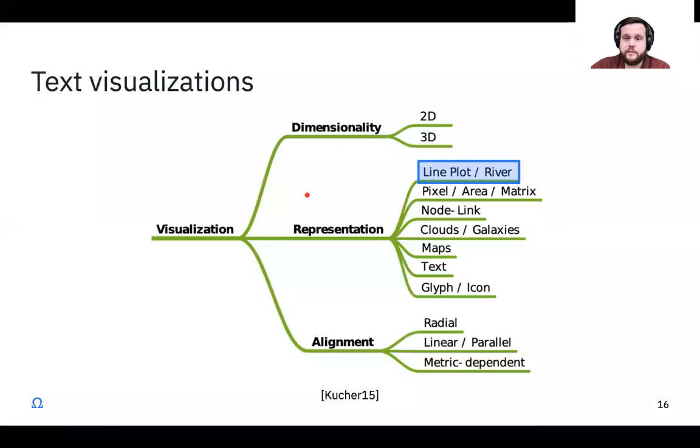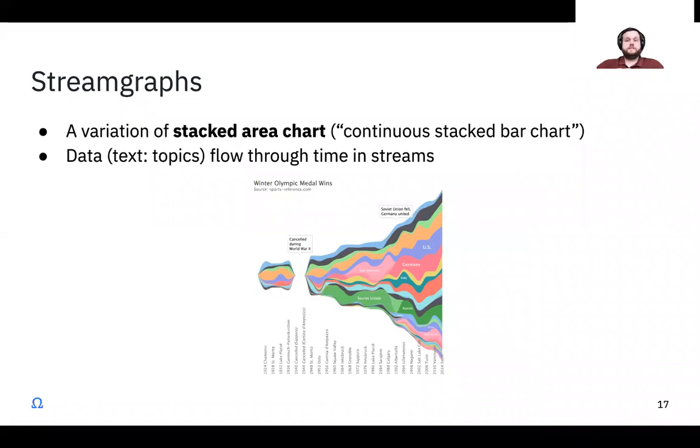Okay, so first we're starting with line plot / river. So what does that mean? We're going to introduce a new type of visualization, which is called a stream graph. It's gained quite significant traction since I think 2008, when there was a visualization of one of the first stream graph visualizations of movie sales in the New York Times, and the graph became immensely popular. So we're going to cover it.